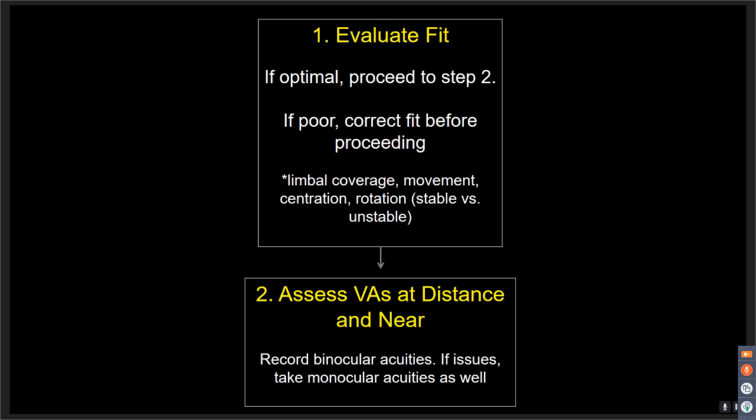And then you have to assess the visual acuities, at distance and at near. Record the binocular acuity first, get that down, both at distance and at near, with proper lighting. And then if there are issues, start looking at one eye versus the other eye and try to figure out why one eye is seeing better than the other eye.